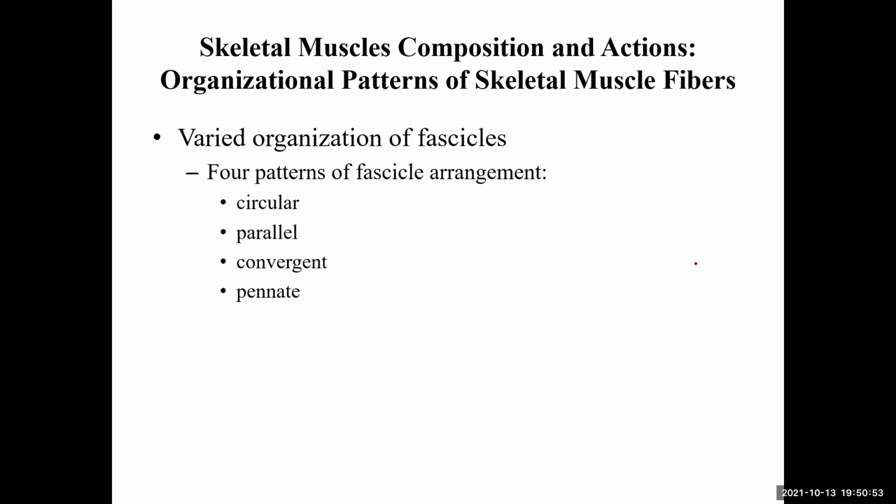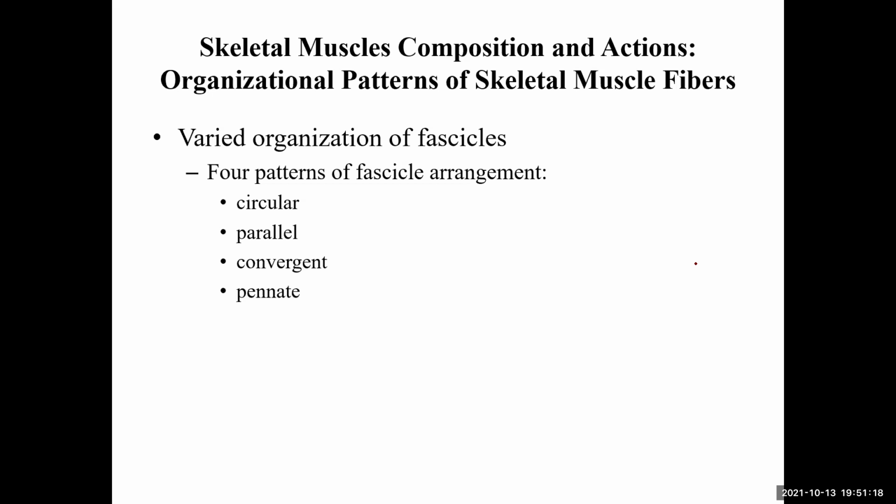All right. So if you look at these muscles, and as we go through this chapter, you're going to see that some muscles have certain patterns of organization. And so there's 4 patterns of what we call the fascicle organization. And what a fascicle is, it's a group of muscle fibers.